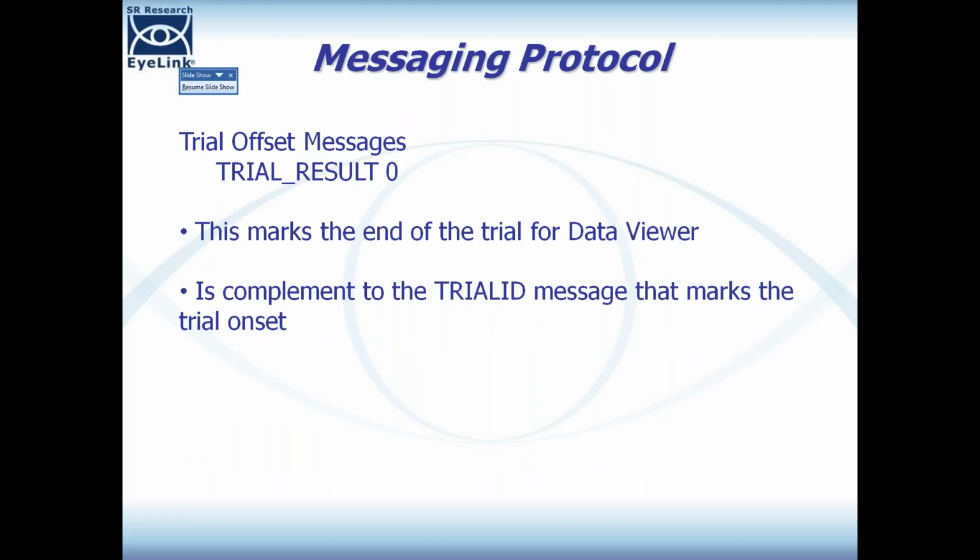Okay, let's go back here. Then at the end of the trial, you would send a trial offset message, and that can just say trial_result, all capitals, and then you can just put 0. It just needs some value afterwards. That just marks the end of the trial, and it complements the trial ID message that's sent at the beginning of the trial. So you can see these messages are not really that complicated. It's just a matter of sending simple text messages that fit the formatting that's expected by Data Viewer.